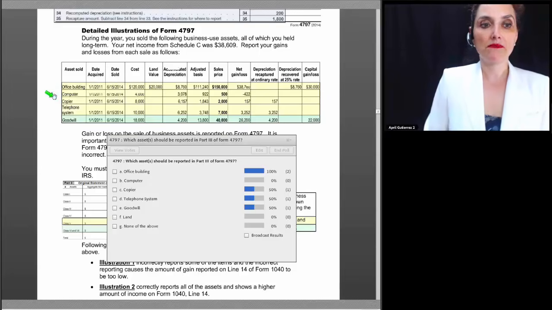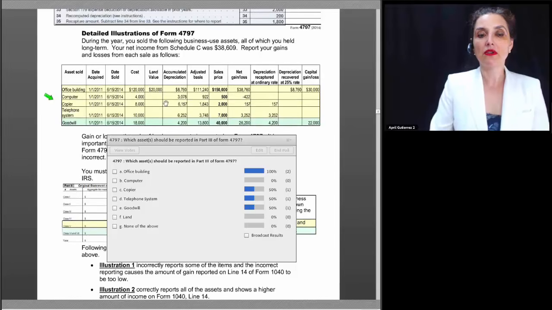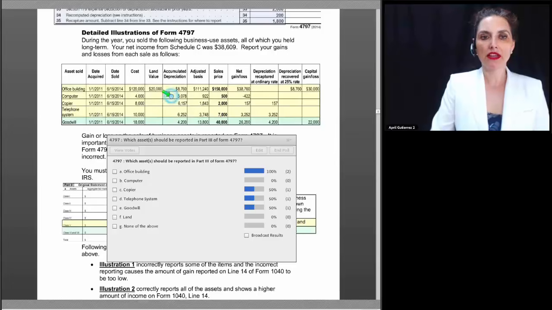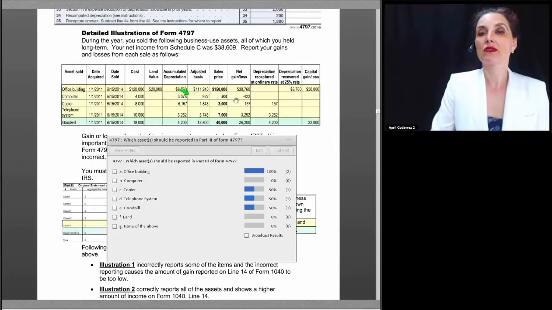Next one, computer. We paid $4,000 for it. We sold it for $500, and ultimately we had accumulated depreciation of $3,078 and adjusted basis of $922. We've actually sold it at a loss. Since the computer has been sold at a loss, it doesn't belong in Part 3. It's going to go to Part 1.